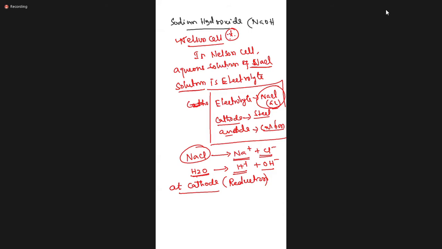At the cathode, what reaction takes place here? 2 H+ ions gain 2 electrons and become hydrogen gas. What gas is liberated at the cathode? Hydrogen gas is liberated. At the anode, what type of reaction takes place? Oxidation reaction takes place. In the Nelson cell, the reaction is 2Cl- losing electrons, it becomes Cl2 gas.